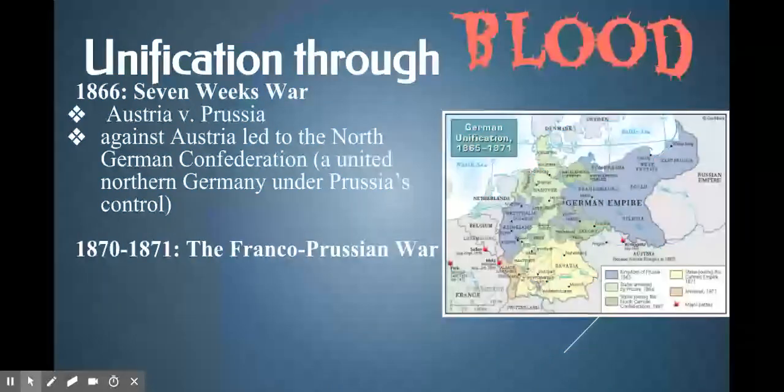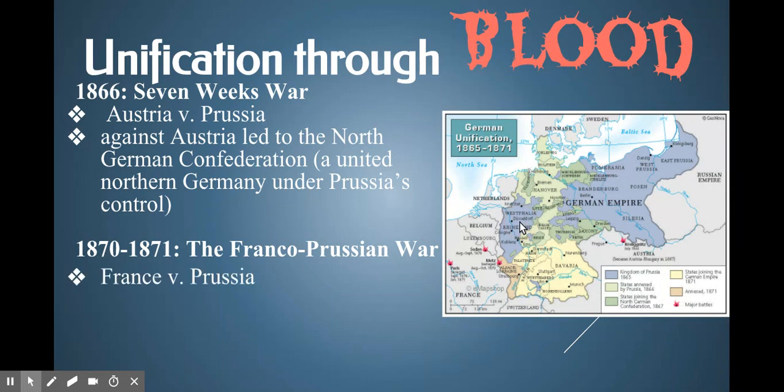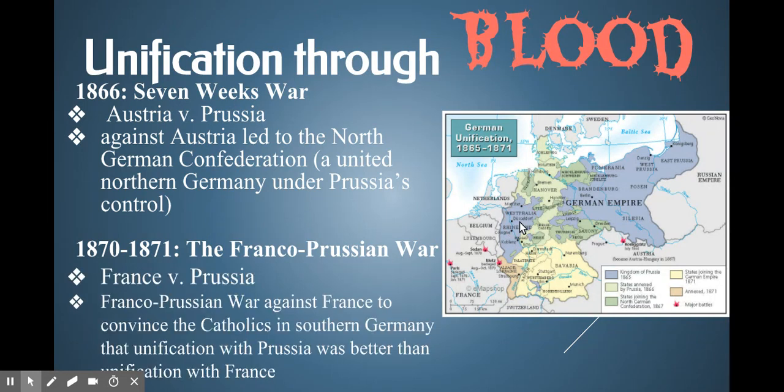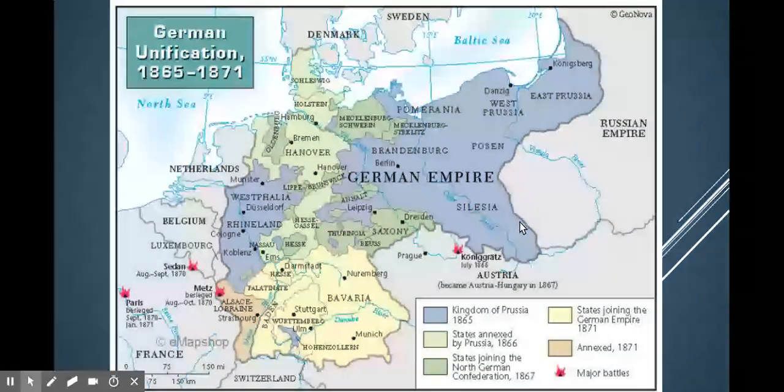Then in the Franco-Prussian War, remember, this is also when Italy is getting their last pieces unified. This is France versus Prussia. And this would convince the Catholics in southern Germany that unification with Prussia was better than unification with France. So they sort of are able to use a combination of both military and diplomatic means in order to achieve their goals. So this is the beginning of the German Empire.